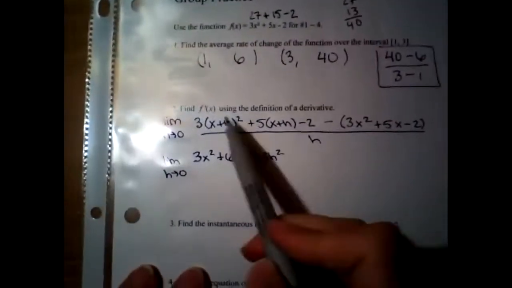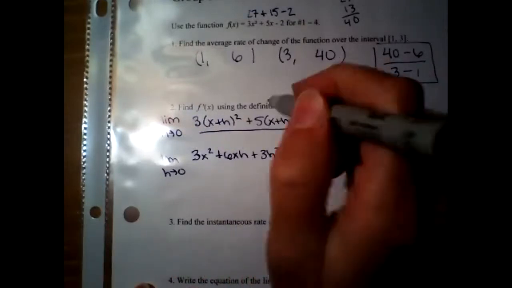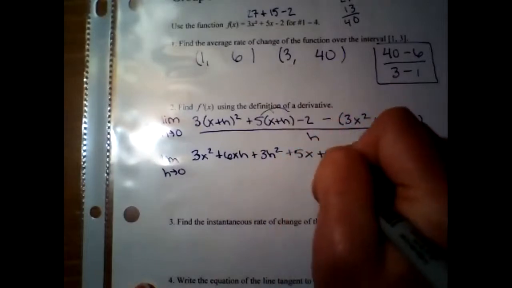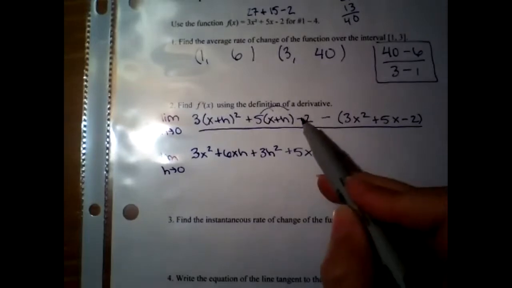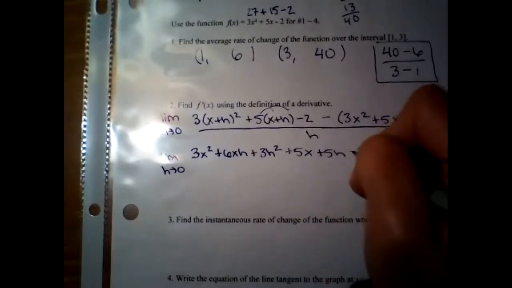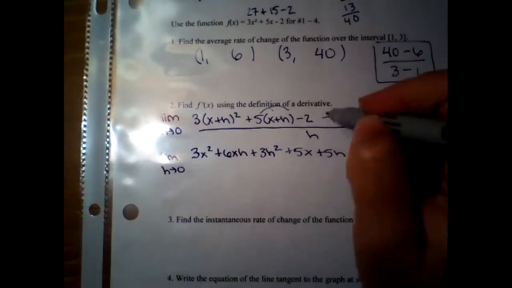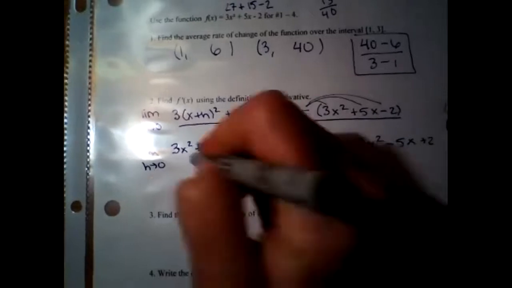So that takes care of this first part. Now we're going to distribute the 5. So that will be 5x plus 5h. And then we've got a minus 2. It's kind of just hanging out there. And then distribute this negative sign through the parentheses because you want to subtract all of that. Phew, okay, hard part's done.